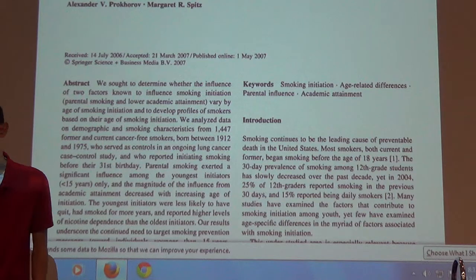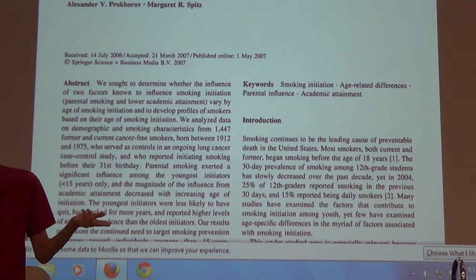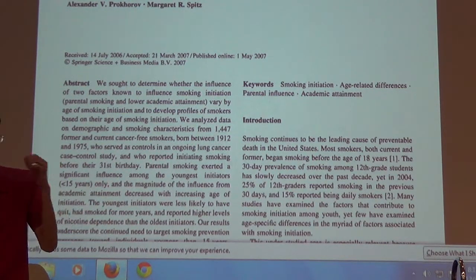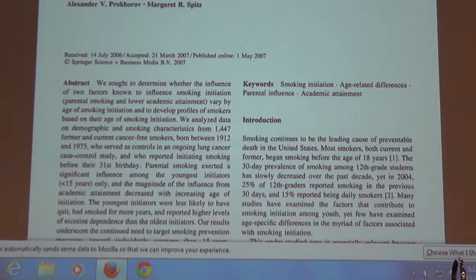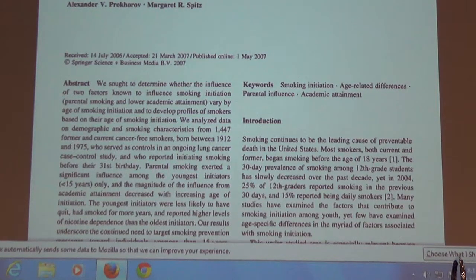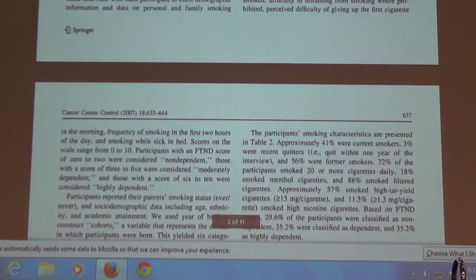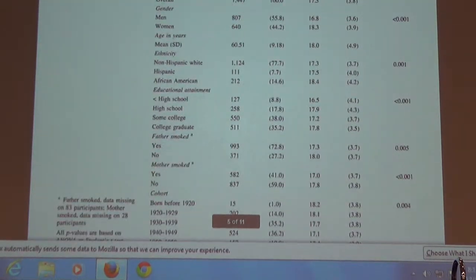Basically, they surveyed a whole bunch of people who were current smokers or former smokers. Okay, and they said, when did you start smoking? And they said, I started smoking when I was this old. Then they also looked at a bunch of demographic information and asked them about their smoking habits. So they looked at their sex, their race, et cetera. And these are the results.